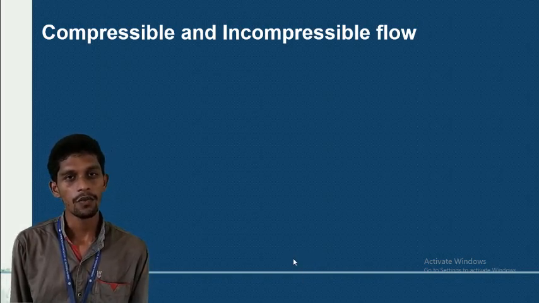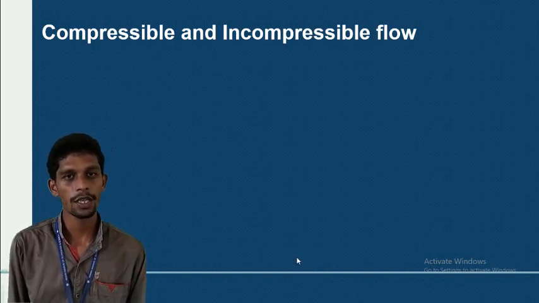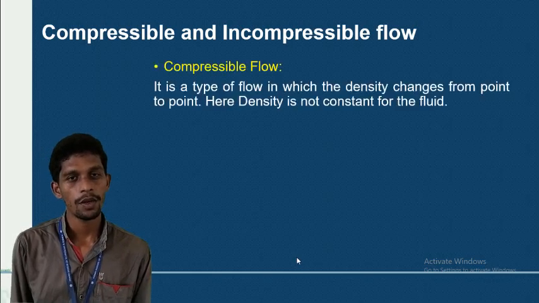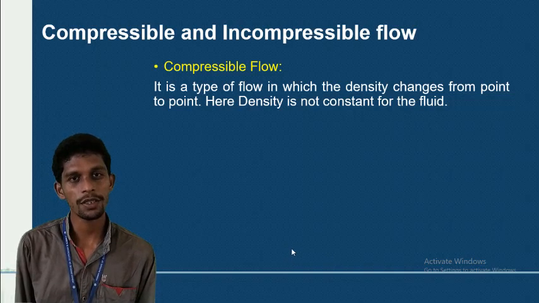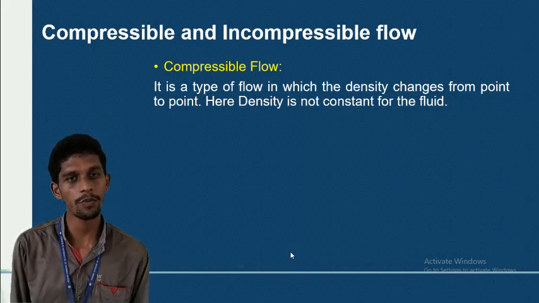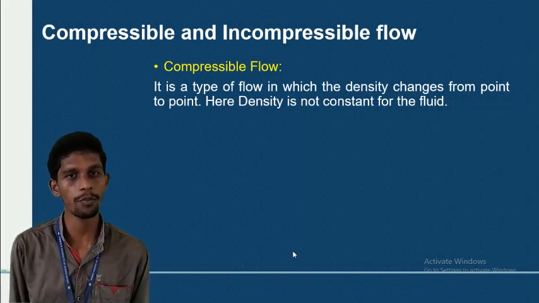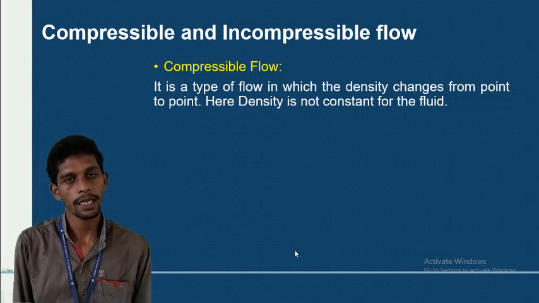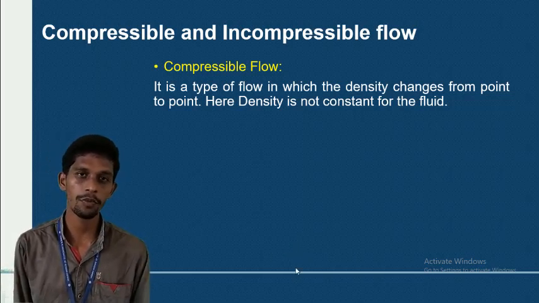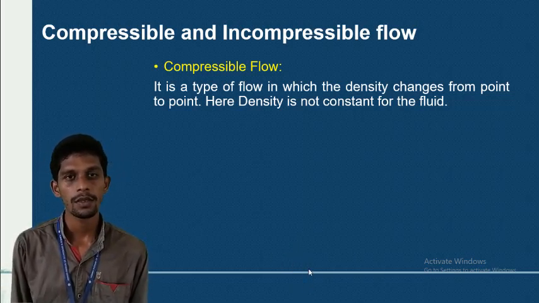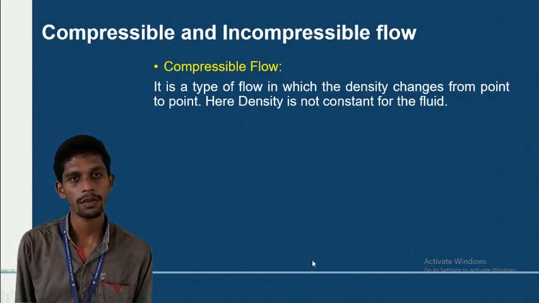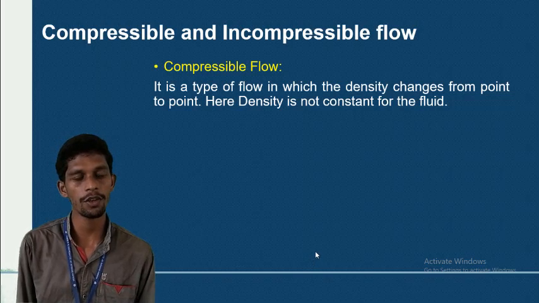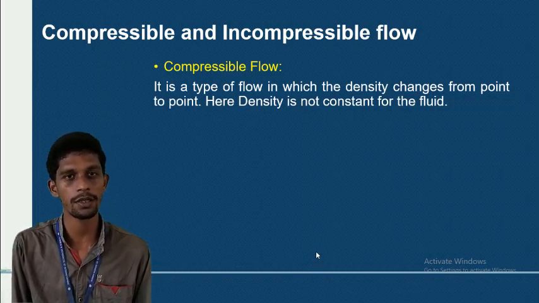So see here, what is a compressible flow and what is an incompressible flow. Compressible flow is a type of flow in which the density changes from point to point. The best example is a gas. Gas density will change from point to point actually. So basically gases are compressible. You can compress the gas. So when you are compressing, the densities might change.